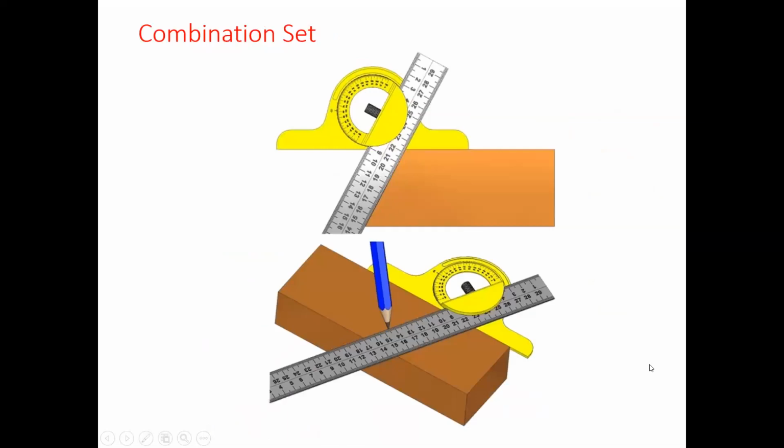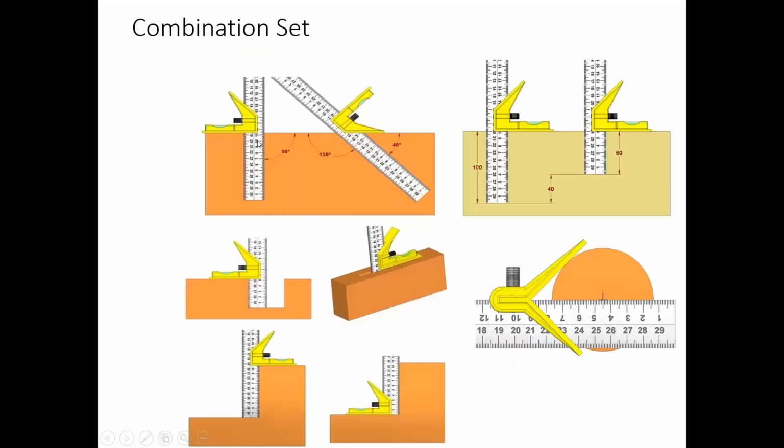Likewise, this combination set is used. Here, if you observe, the square head is simply used for measuring the squareness of the hole or the squareness of the flat surface. In this case, we're going to check the straightness. How to check the straightness? If there exists 90 degrees, automatically you can see that the given surface is flat.